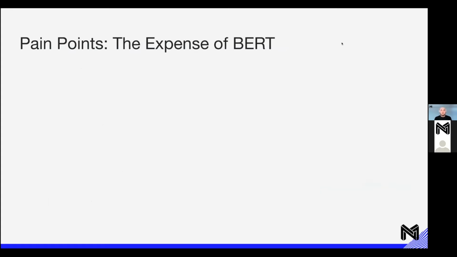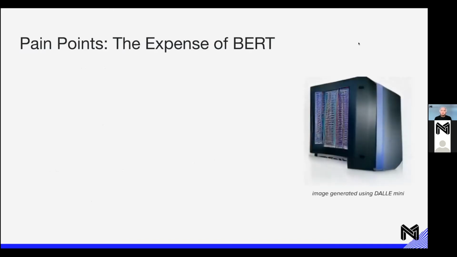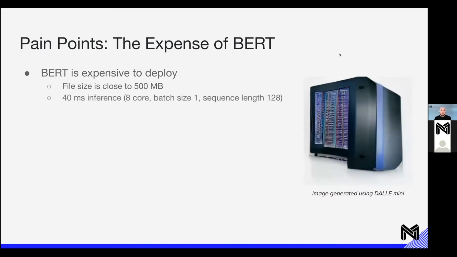Given all the good things on BERT, let's go ahead and talk over some of the pain points. One of the big ones is the expense. BERT is expensive to deploy. The file size is close to 500 megabytes. And in addition to that, we have 40 millisecond inference on an 8-core CPU. This is a batch size 1, sequence length 128.